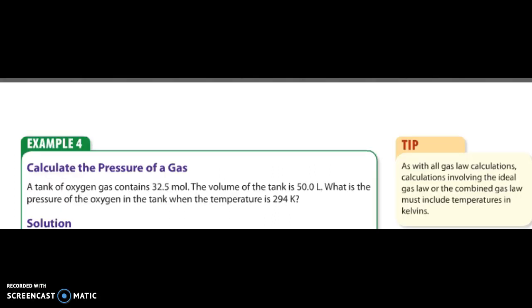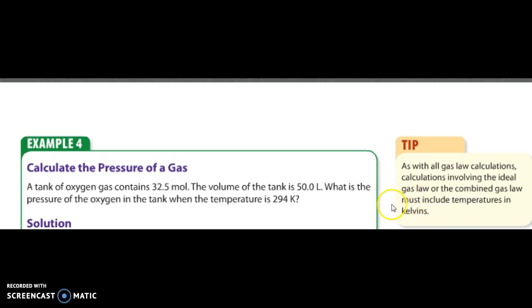Example 4, calculate the pressure of a gas. A tank of oxygen gas contains 32.5 moles. The volume of the tank is 50.0 liters. What is the pressure of the oxygen in the tank when the temperature is 294? And go ahead and get your answer in atmospheres, atms. So hit pause, get your answer.